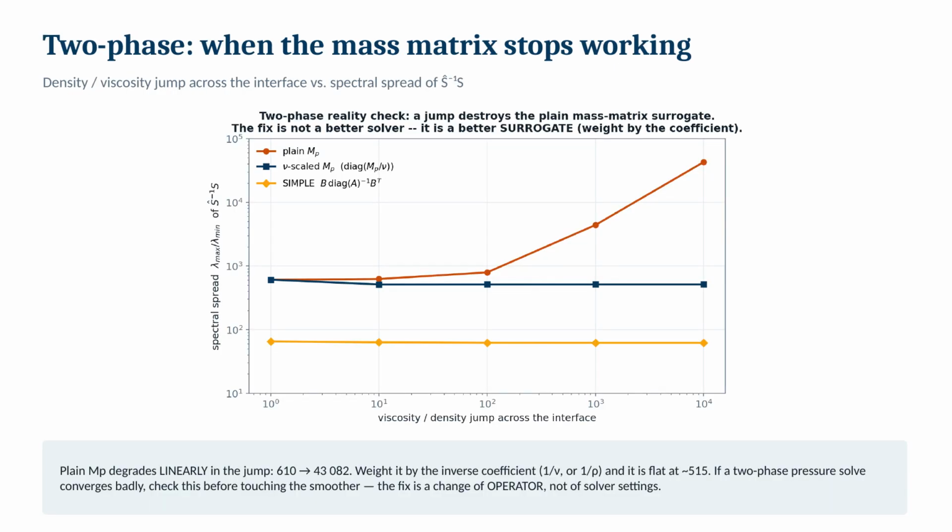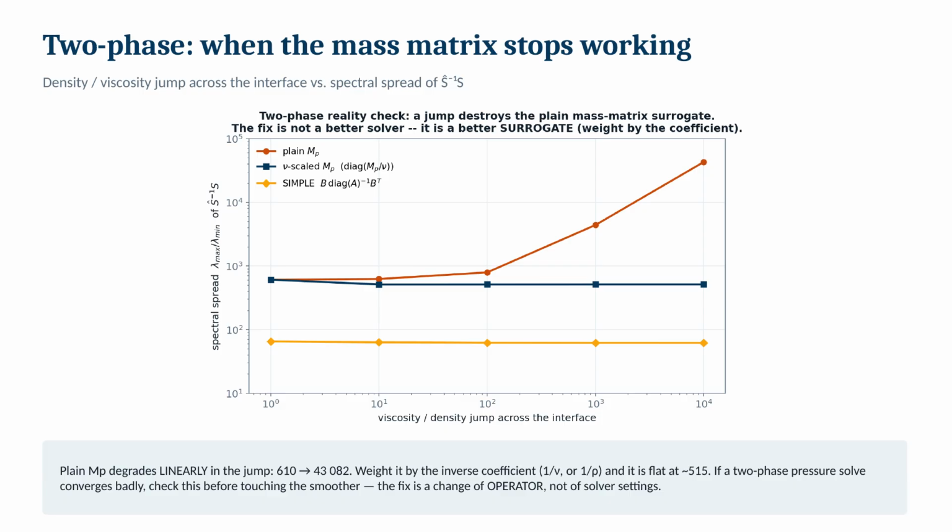One more result for anyone doing two-phase flow. Put a density or viscosity jump across the interface and watch the surrogates. Horizontal axis is the jump ratio, vertical is the spectral spread. Plain pressure mass matrix, 610, 626, 795, 4,400, 43,000. It degrades linearly in the jump. The surrogate stops being spectrally equivalent.